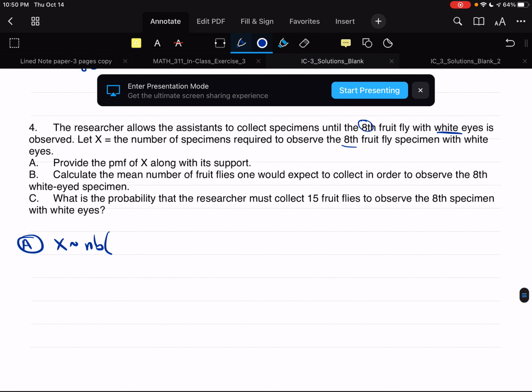So now back to number 4. Eighth fruit fly, r is equal to 8 and p is equal to 0.2. Negative binomial. Again, we're definitely going to take less than 5% of the population to get the eighth fruit fly with white eyes. And so we have the Bernoulli trial, independent, constant probability, and the two categories, of course. And we do not have a set n. We repeat this until we get the eighth success, so to speak.